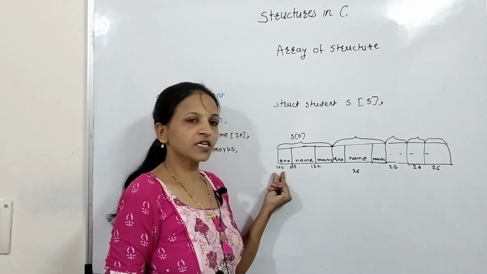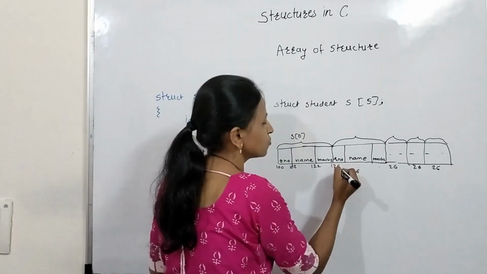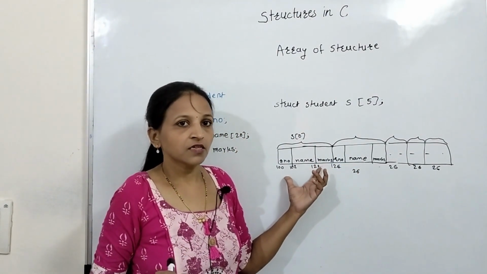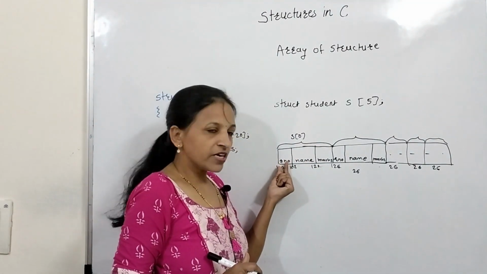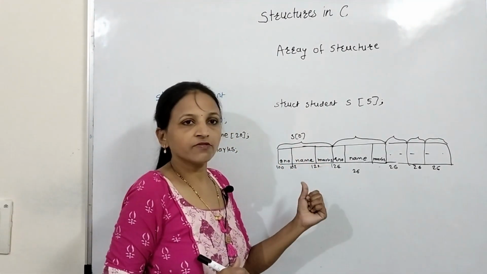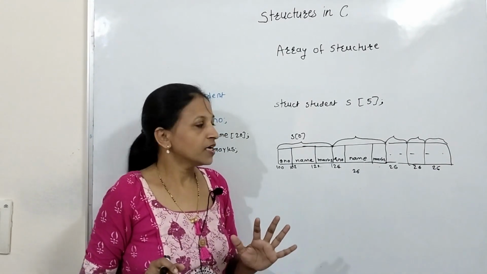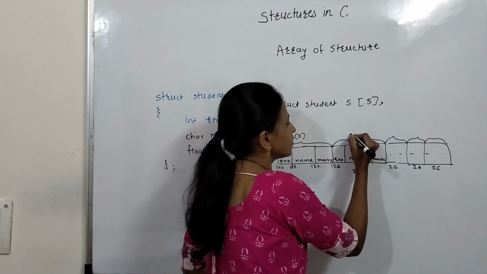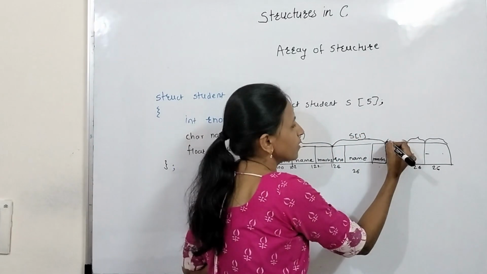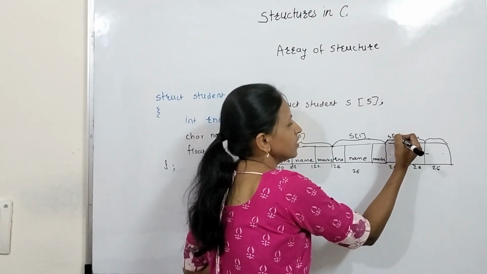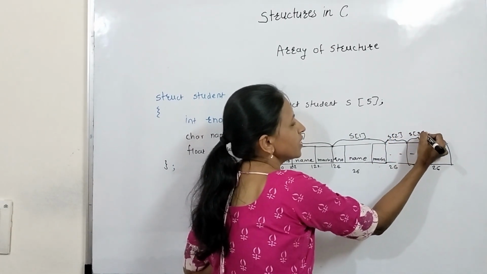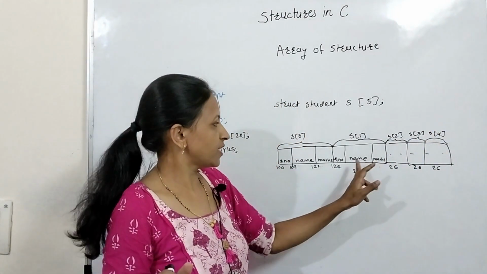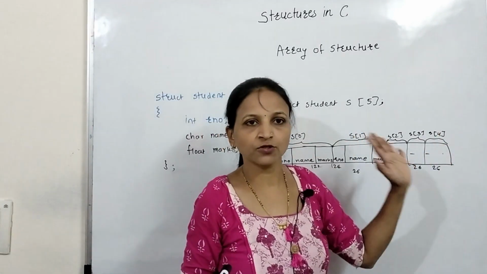Means here let the address be 100, then here the address is 126, of course, because for the first array element 26 bytes are needed. Now internally roll number will take 2, then name will take 20, marks will take 4. In this way. Now this one is S of 0, this one is S of 1, then this one is S of 2. I am not writing everything here. S of 2, S of 3 and S of 4 will all have internally roll number, name, marks, roll number, name, marks, roll number, name, marks, in this way.